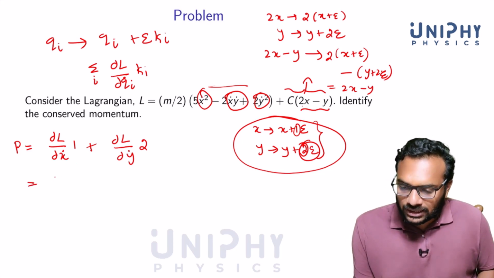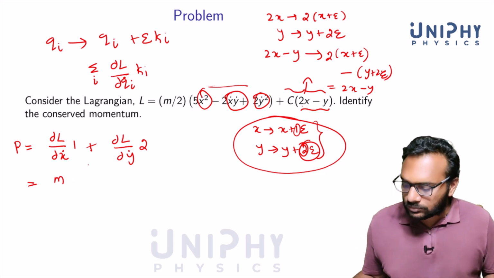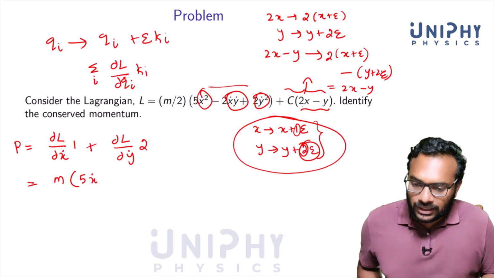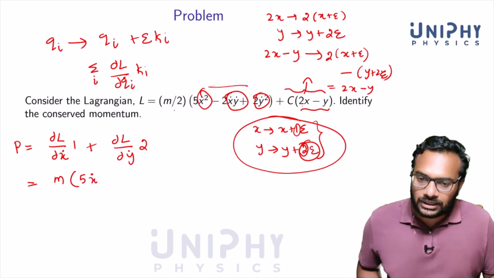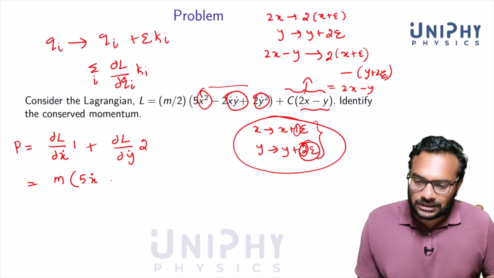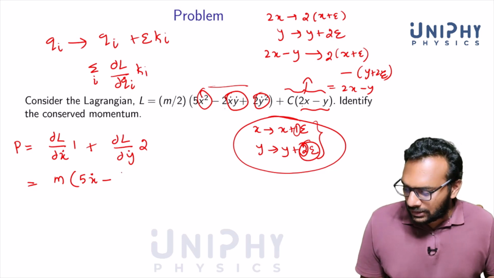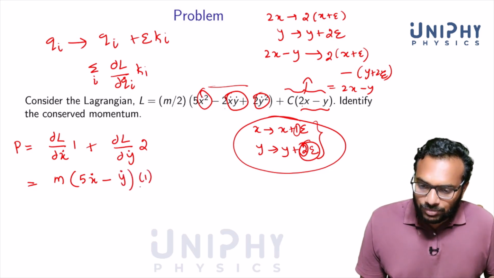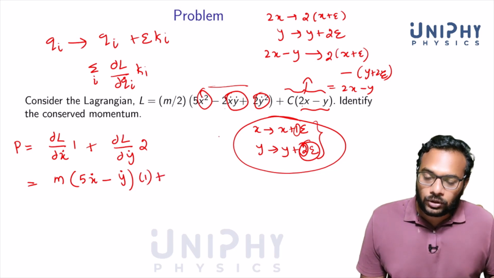You see that this becomes m multiplied by 5x dot, because there's an x dot square here, and when you take the derivative, this 2 will get cancelled with this 2, etc. So this is 5x dot. There's an extra 2 here. So this is minus y dot. This is dou L by dou x dot multiplied by 1 plus dou L by dou y dot.